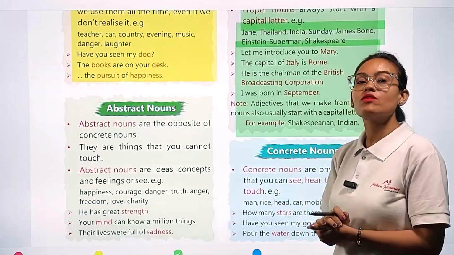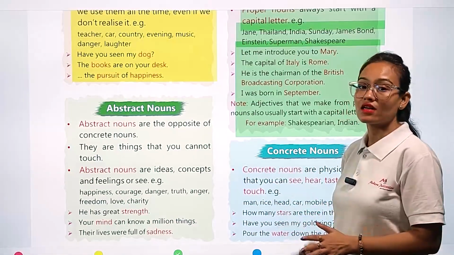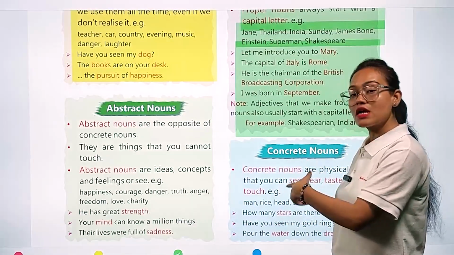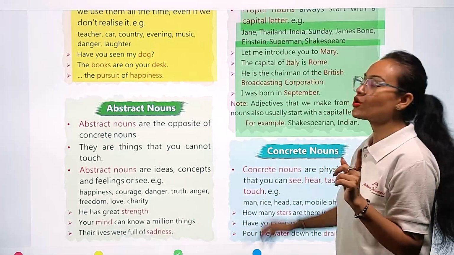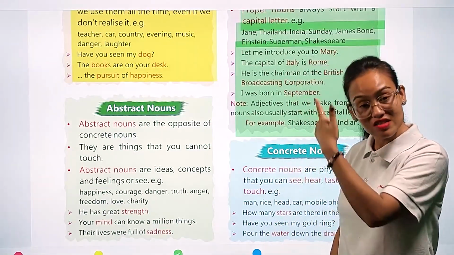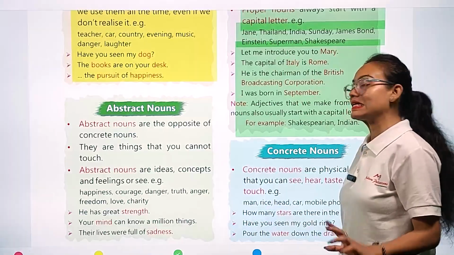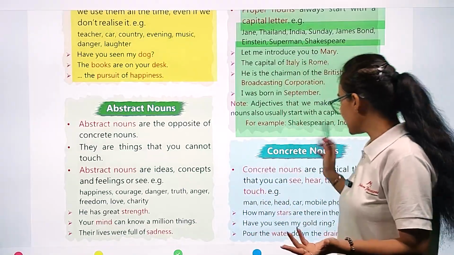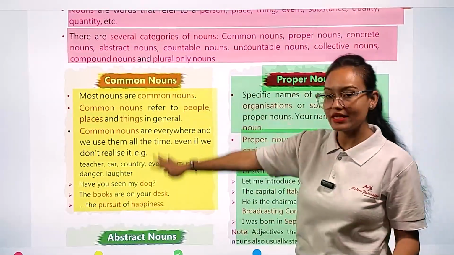And my dear student, the adjectives which we use for proper nouns always start with a capital letter. Remember this point, okay? This point you have to note: the adjective words which we are using to describe this kind of proper noun are also going to start with a capital letter. Example, you can say Shakespearean, Indian. Shakespearean means the follower of William Shakespeare, okay? Indian, we Indian people. So this is proper noun and this is common noun.